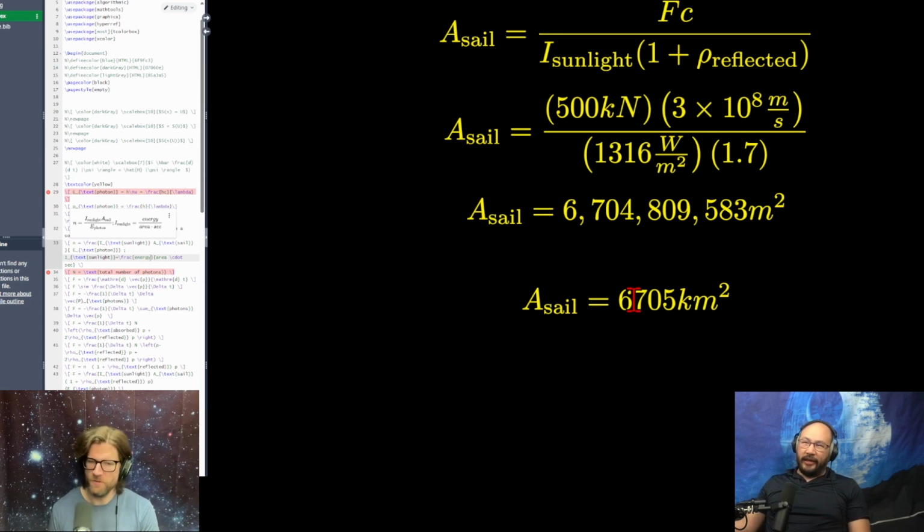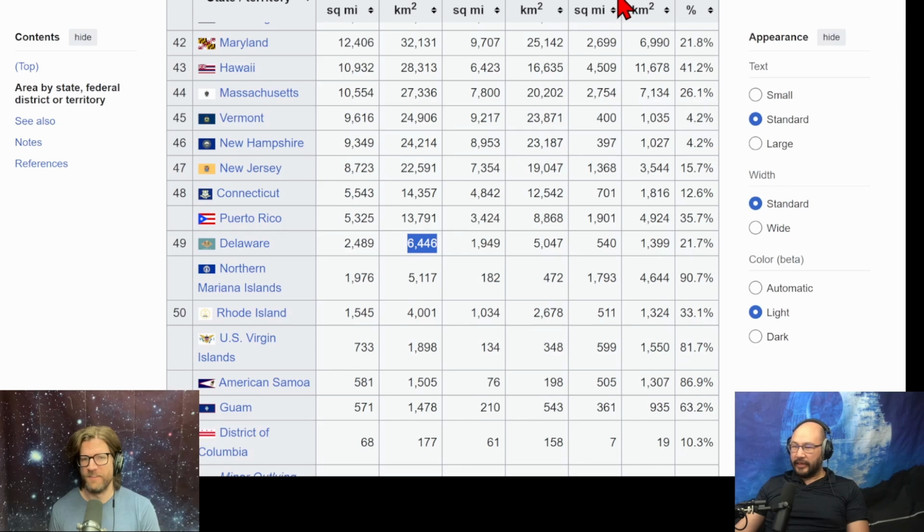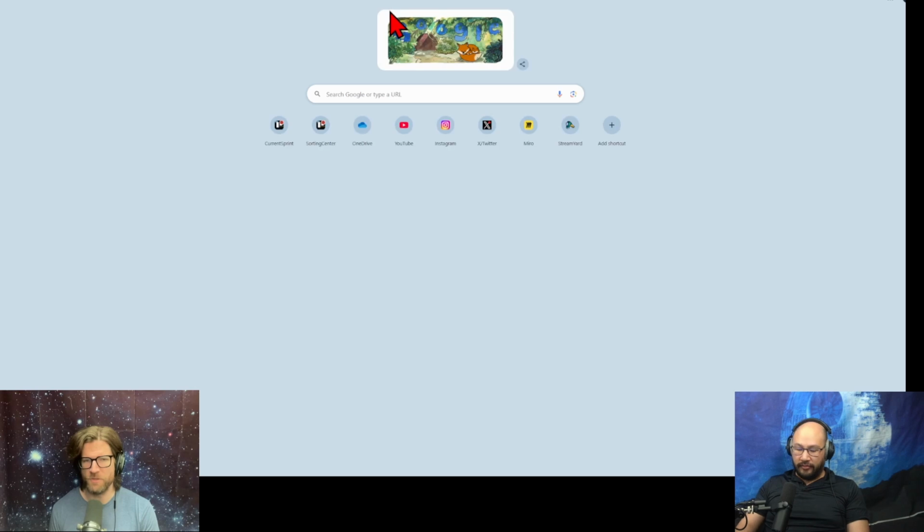What is this in a scale that I recognize? So this is the size of the state of Delaware. We looked it up. Actually, can we find a European country that's about that size? Well, how big is Belgium?